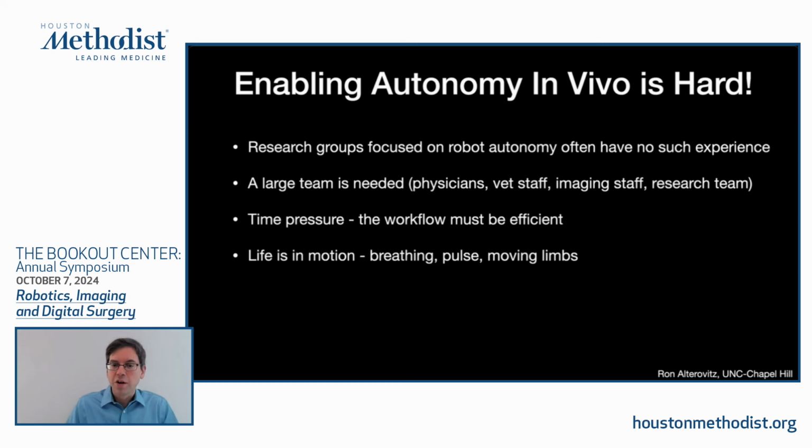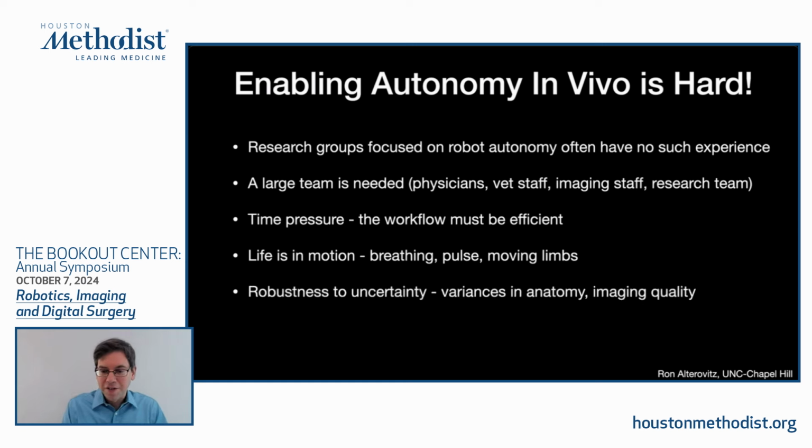Another aspect for folks that are newer to making automation work in vivo is that life is constantly in motion. This is something physicians experience and are very well aware of, but people in the engineering or computer science communities who haven't experienced this firsthand will be less familiar with it. Life is in motion. There's breathing, there's pulse, there's moving limbs, and all these things are going to affect your registration and your ability to perform procedures autonomously. And these have to be considered. That leads to the next challenge, which is robustness to uncertainty. There are variances in anatomy, variances in image quality, and whatever data comes in, the robot needs to be able to make that decision on what to do next. And for an autonomous robot, that has to be done automatically.